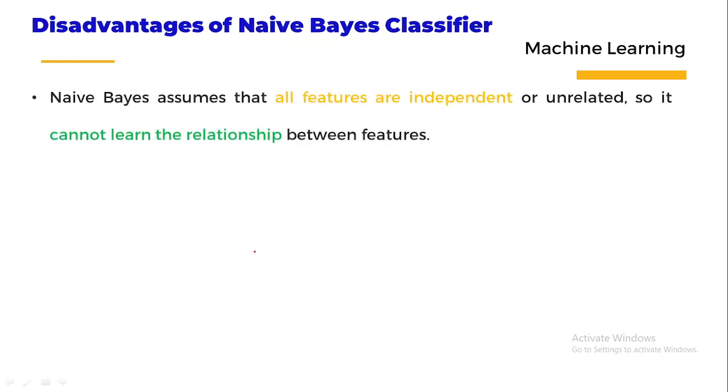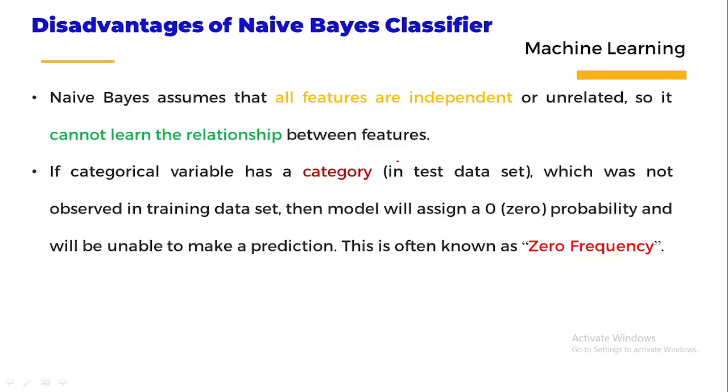Now we will see the disadvantages of the Naive Bayes classifier. Naive Bayes assumes that all the features are independent or unrelated, so it cannot learn the relationship between the features. The next one is a very important problem. If a categorical variable has a category in the test data set which was not observed in the training data set, then the model will assign a zero probability and will not be able to make a prediction. This is called the zero frequency problem, and for solving this problem we use the Laplace estimation smoothing technique.